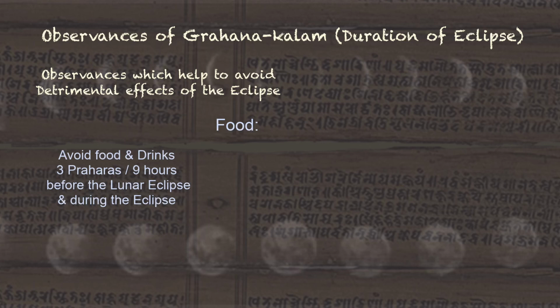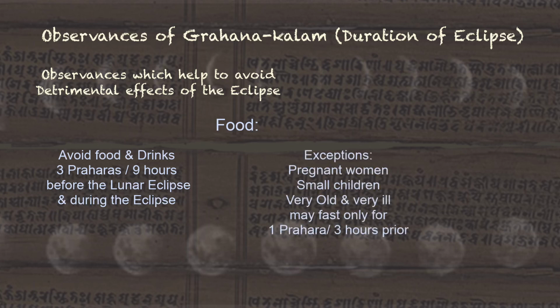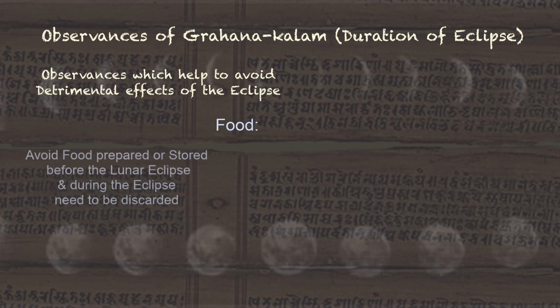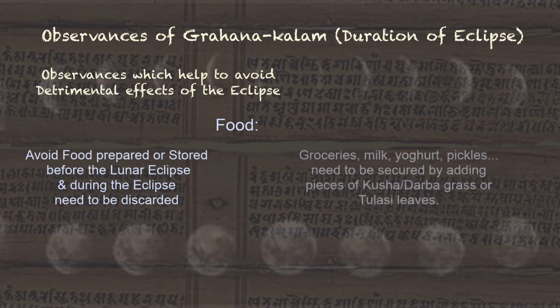Food and drinks, including water, are to be avoided for 3 praharas, that is 9 hours prior to the onset of, as well as during the lunar eclipse. Exceptions for pregnant women, small children who are unable to fast, and the very old and very ill persons, they may observe the same for just 1 prahara, that is 3 hours. Any food prepared or drinks stored prior to this period need to be discarded as they may get polluted by the effects of the Grahana.